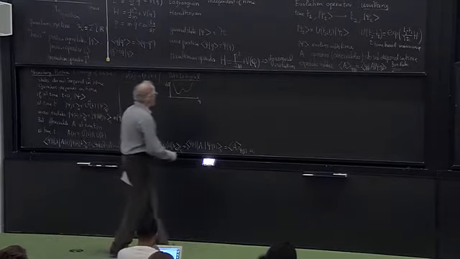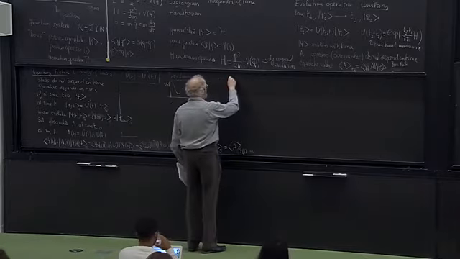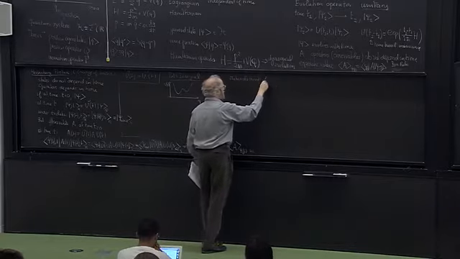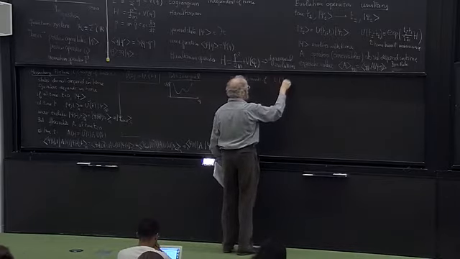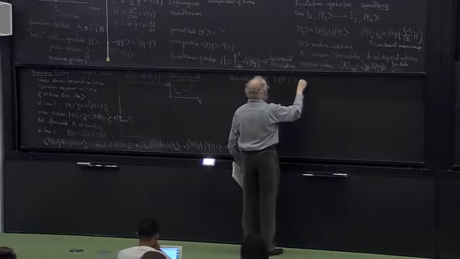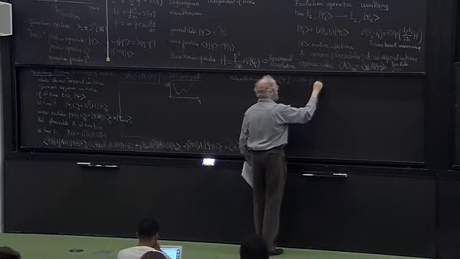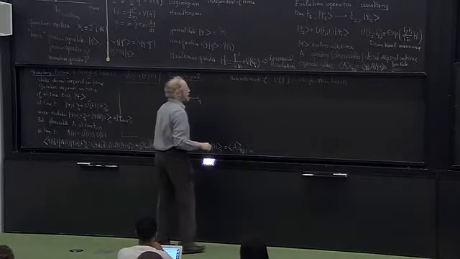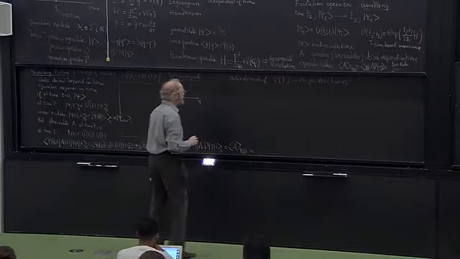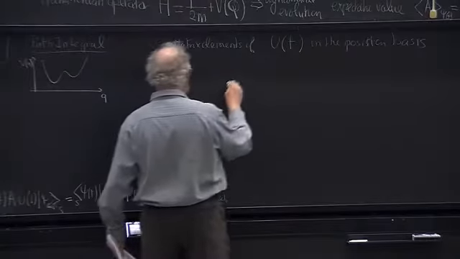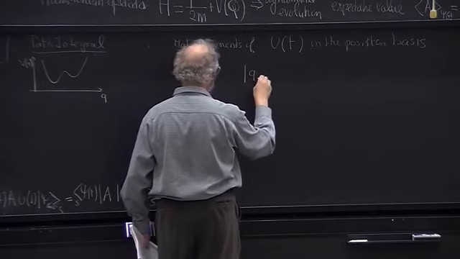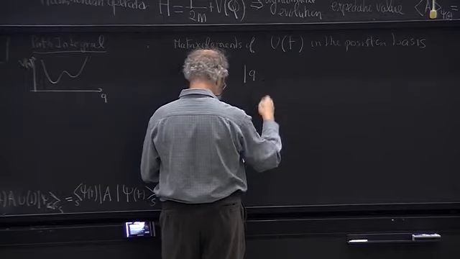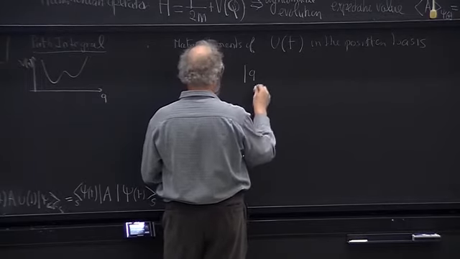And we are interested in the matrix element of the evolution operator U of t in the position basis. Okay? And so, in the Schrödinger picture, we are interested in what happens if we start from an initial state that is called q initial.